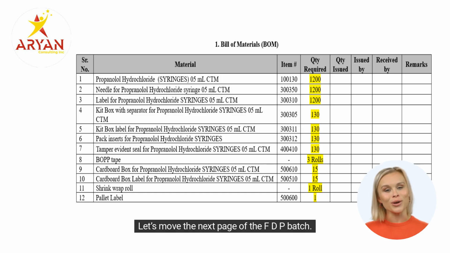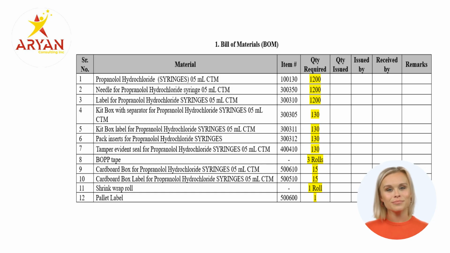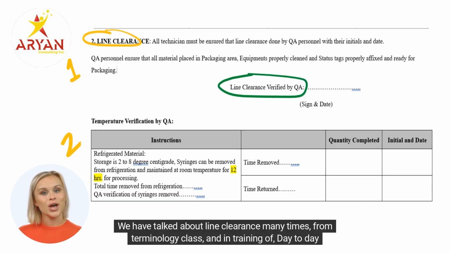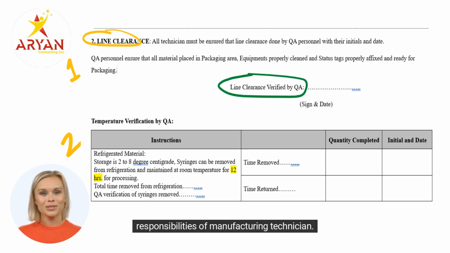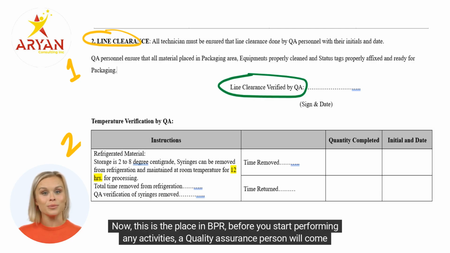Let's move to the next page of the FDP batch. We have talked about line clearance many times, from terminology class and in training of day-to-day responsibilities of a manufacturing technician. Now this is the place in the BPR.